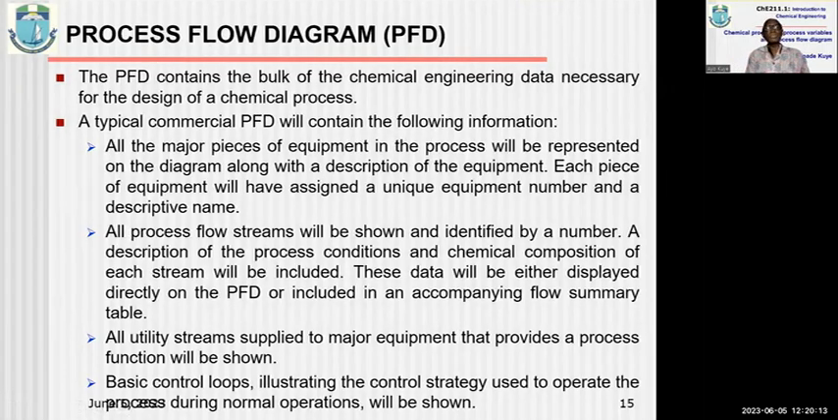So now let's look at the process flow diagram. We've looked at the block flow diagram. So let's now look at the process flow diagram. As we mentioned, the block flow diagram is the starting point. You just put everything in boxes, and then that gives you an overview. The process flow diagrams move a step further than that. It gives us the bulk of the chemical engineering data that is required for the design of that plant, of that chemical process plant.